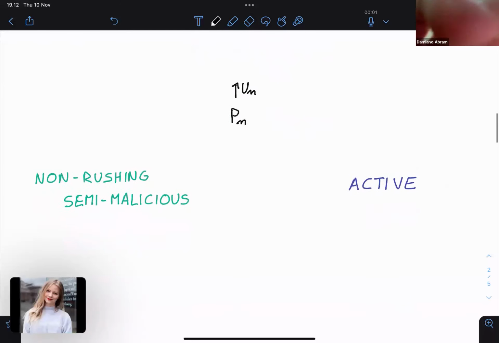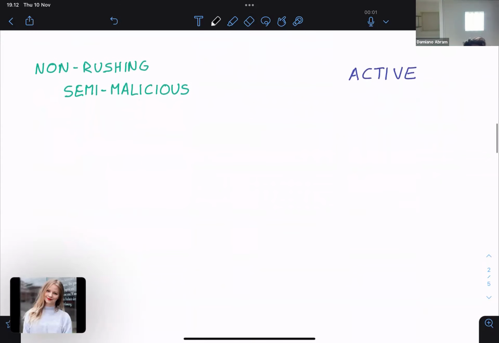Okay, how do we define security? Well, it depends on the power of the adversary. So we consider two settings. The first one is against non-rushing semi-malicious adversaries, and the second one is against active adversaries.